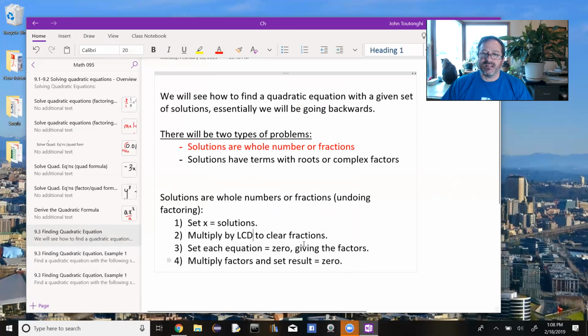I'm going to come back and look at the second type of problems, solutions that have terms with roots or complex factors.